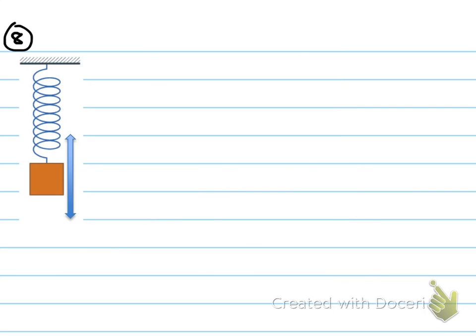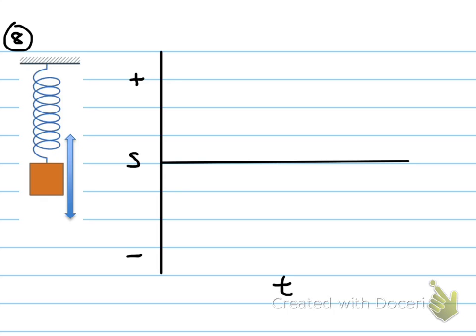Alright, question 8. In this question you have to draw a displacement time graph. Okay, so we set up some axes for that. And remember that this is displacement versus time. So we're only interested in where the object actually is. With this question, it doesn't really matter where you start, but let's just say that it's going up to start with.